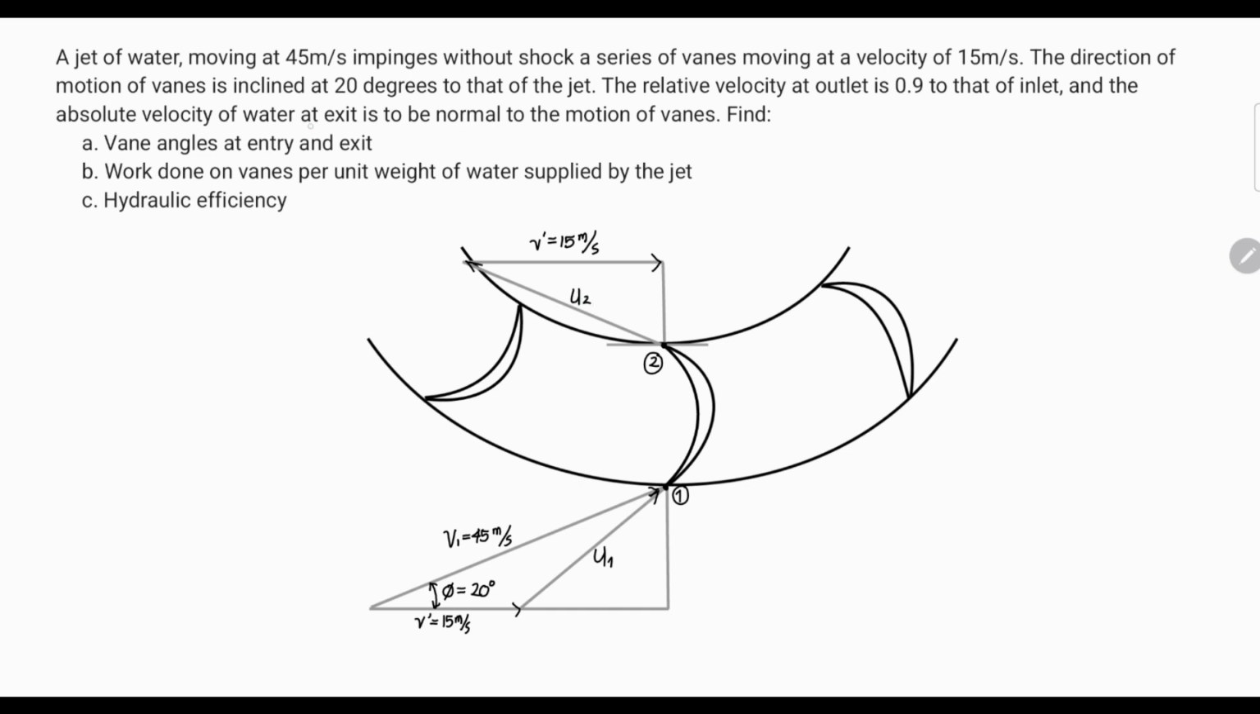And the absolute velocity of water at exit, so at point 2, is to be normal to the motion of vanes. So it is also parallel along the U2. We no longer need to draw a separate line for the velocity at point 2. It is already here, parallel to the relative velocity at point 2.